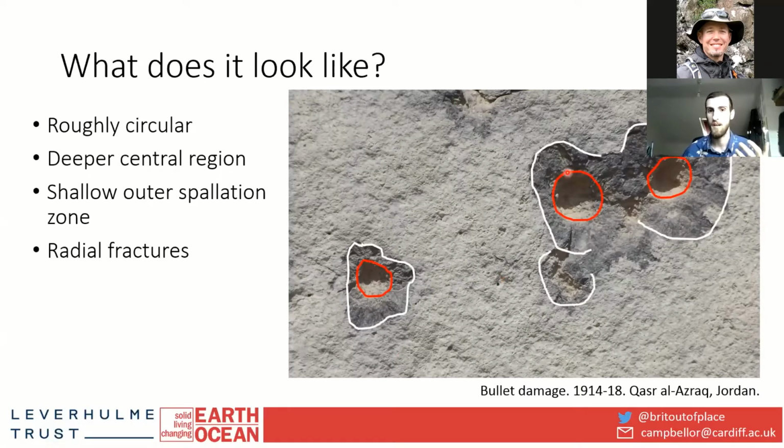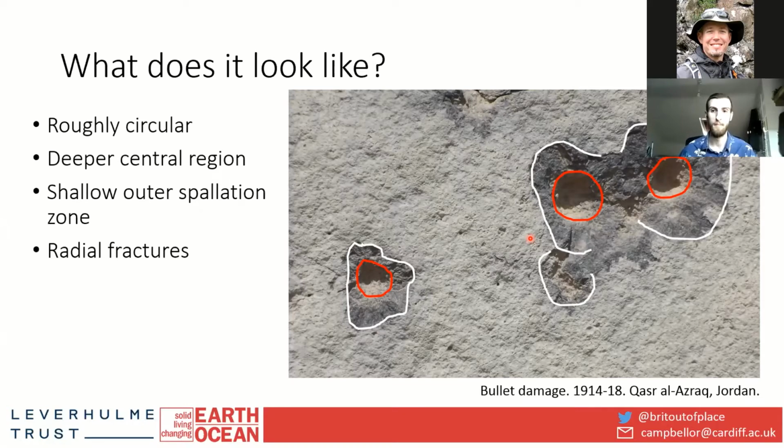They have a steep-sided central region, shown here in red, which is caused by the penetrating action of the projectile. And then they have a shallower outer region, which is formed by the reflection of stress waves within the stone from the impact. With both of these, the impact energy, the trajectory, the stone type, and all of these properties play a role in the shape that these impacts have. These zones are more consistent with bullet impacts because of the uniform shape and trajectory of the projectiles.